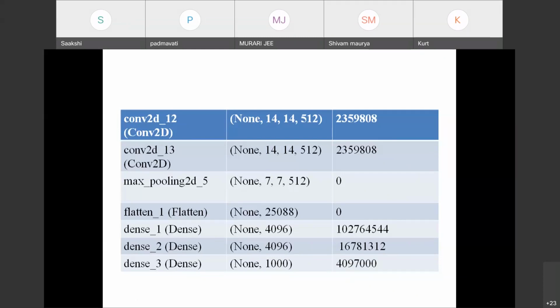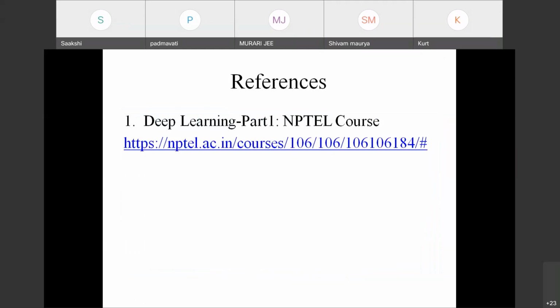Just a small homework from my side, today's assignment. Try to find out what we have in the VGG 19 architecture. It must have 3 more layers, and you try to find what those 3 different layers are. And this is the reference that I have referred to for today's session.